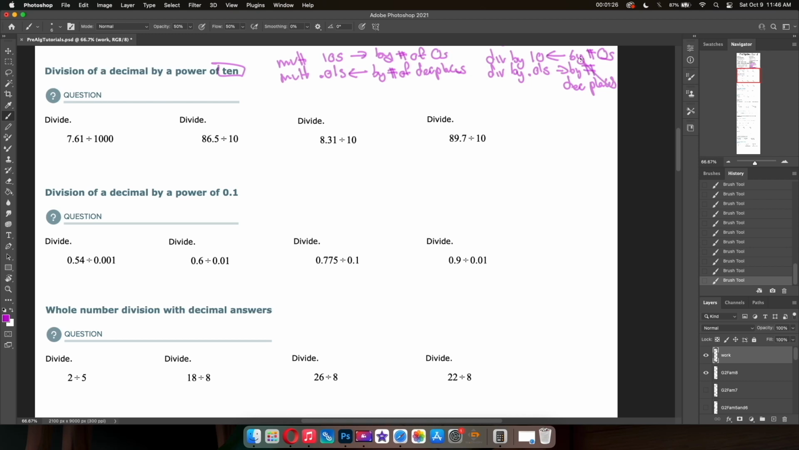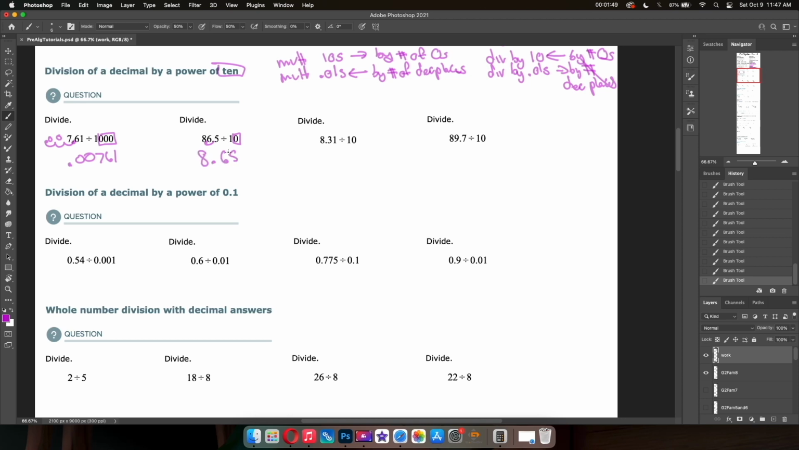That's what we're looking to do here. So here we're dividing, and how many zeros are there? 3. So we're going to take this decimal point and move it over 1, 2, 3 spaces, put in our 0 placeholders to have 0.00761. Same thing over here. How many zeros do we have? 1. So how far do we move it over? 1.